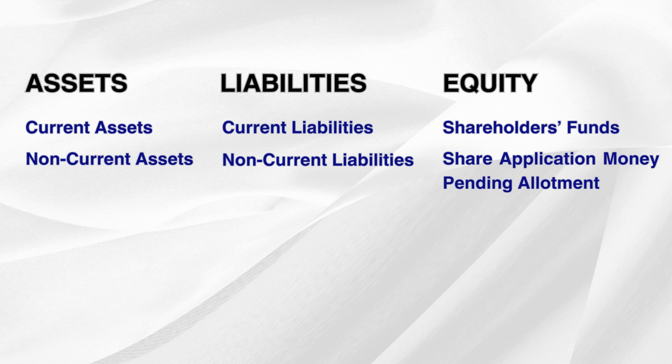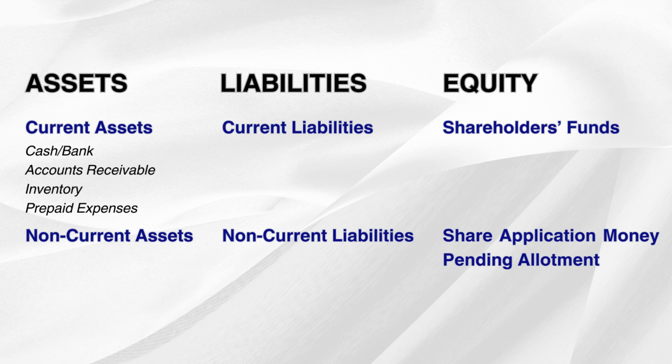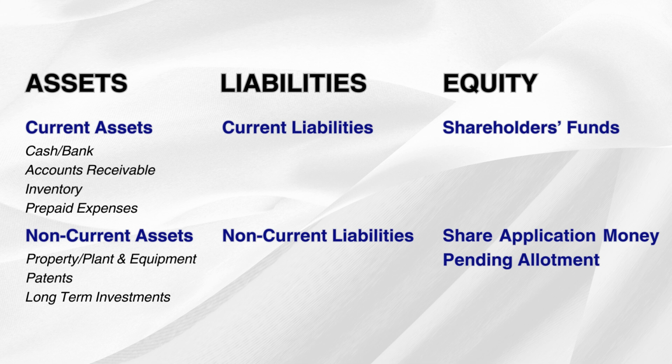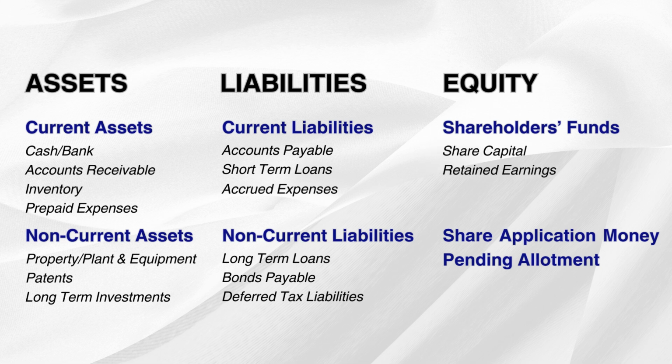Now, let's see what all are included in these 6 broad categories. Current assets include cash or bank, accounts receivable, inventory, and prepaid expenses. Non-current assets include property, plant and equipment, intangible assets like patents, and long-term investments. Examples of current liabilities are accounts payable, short-term loans, and accrued expenses. Non-current liabilities include long-term loans, bonds payable, and deferred tax liabilities. Shareholders' funds include share capital, retained earnings, and additional paid-in capital.